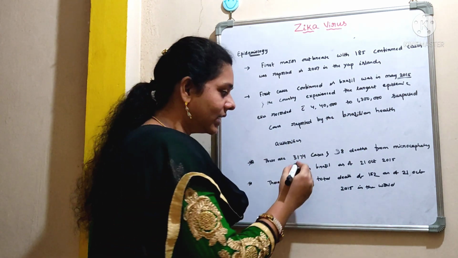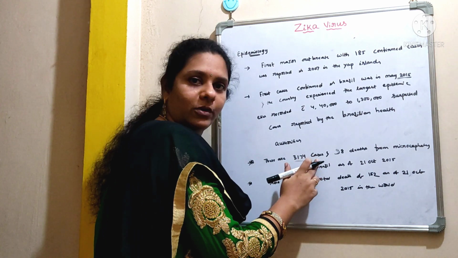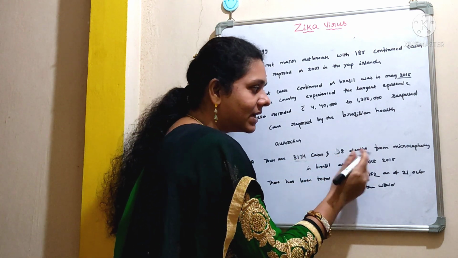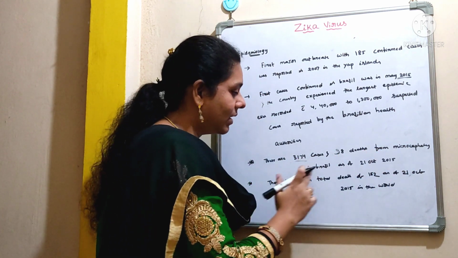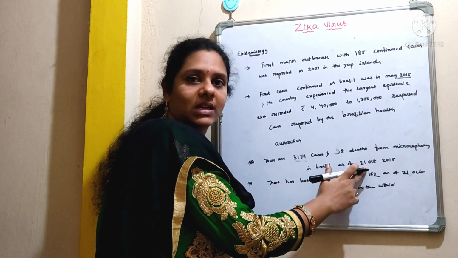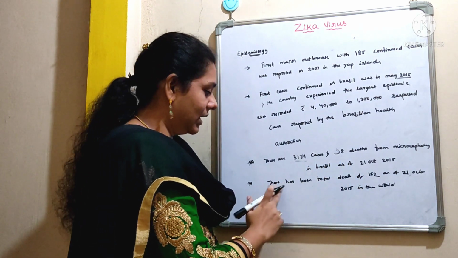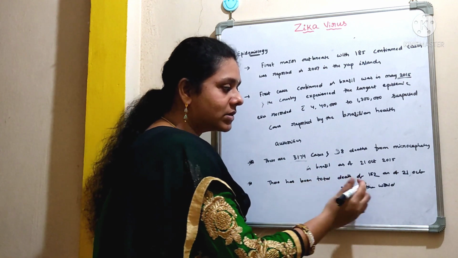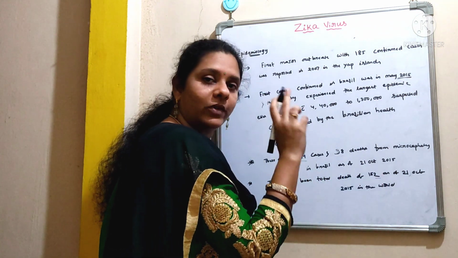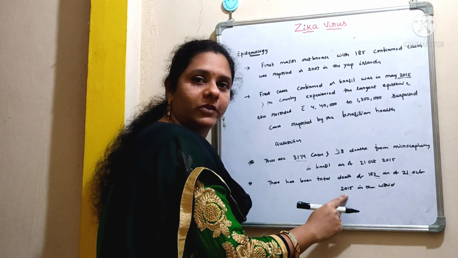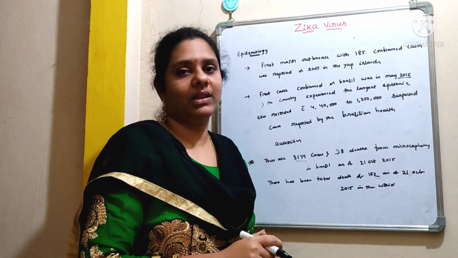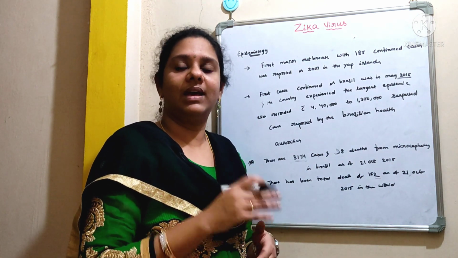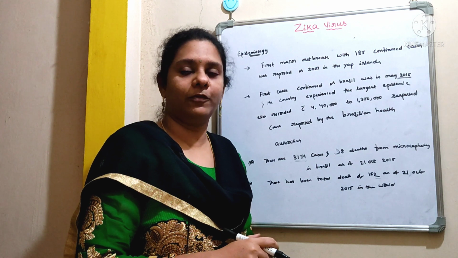There are around 3,174 cases and 38 deaths from microcephaly in Brazil as of 21st October 2015. There have been a total of 152 deaths as of 21st October 2015 in the world. Right now, in this year 2021, there are cases reported in the state of Kerala.